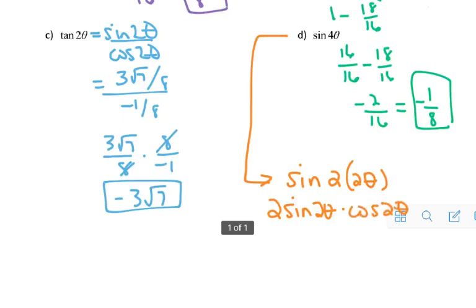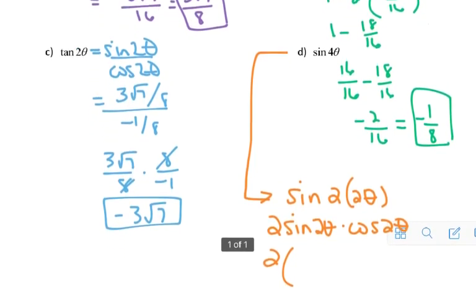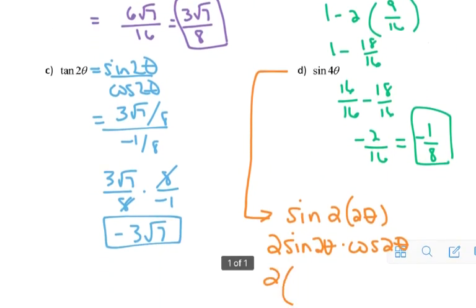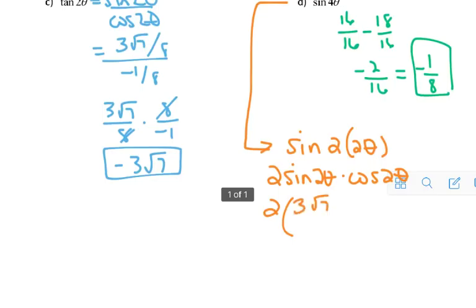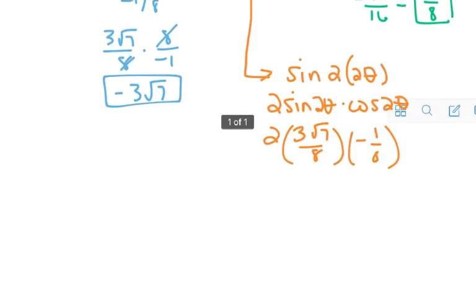And I already know these answers. So the double angle for sine, we got 3 square root of 7 over 8. And the cosine of 2 theta, we got negative 1/8. And then we're just going to multiply those fractions together. So I get negative 6 square root of 7 over 64, which reduces to negative 3 square root of 7 over 32.